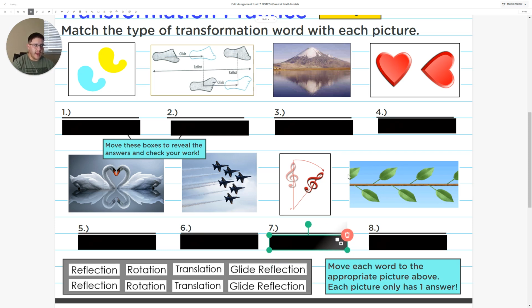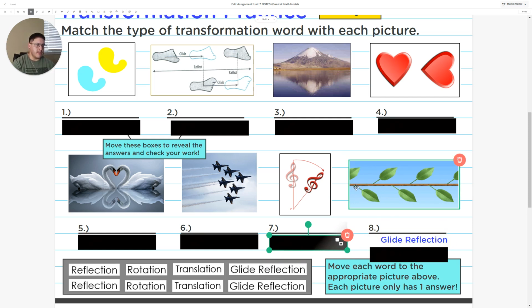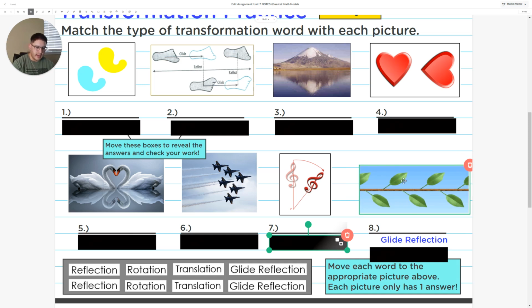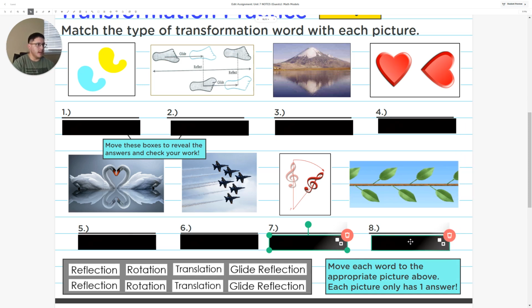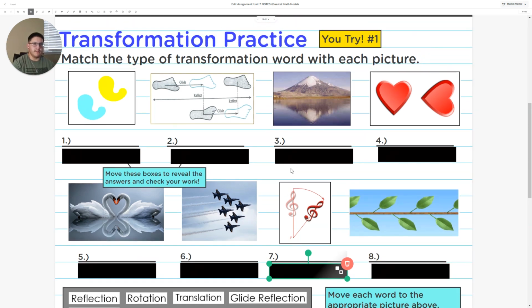And then the last one, number 8, is a glide reflection. You can see the leaf, it moves over and then reflects, moves over and then reflects, moves over, reflects, and so on and so forth. That's it for you try number 1.